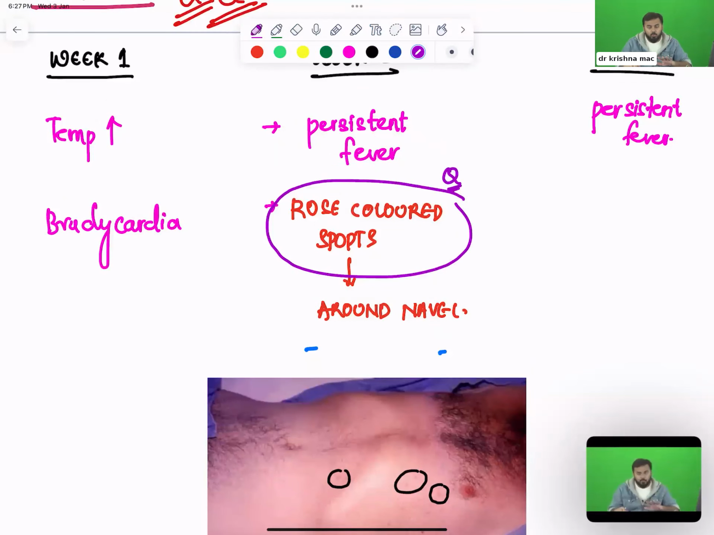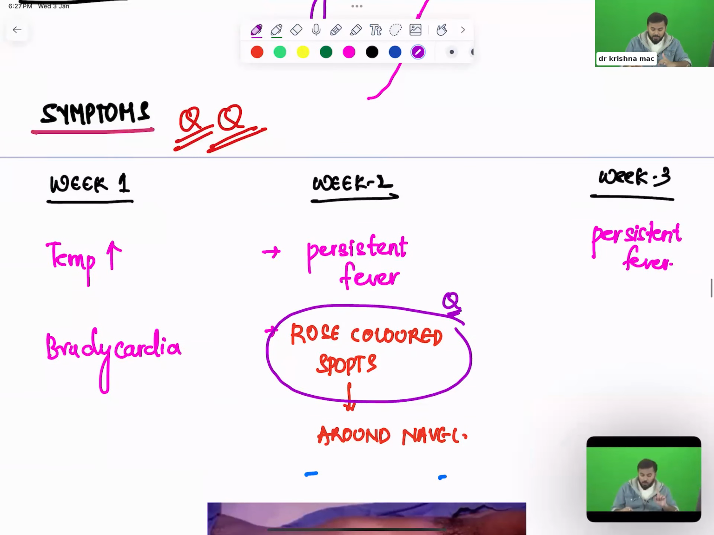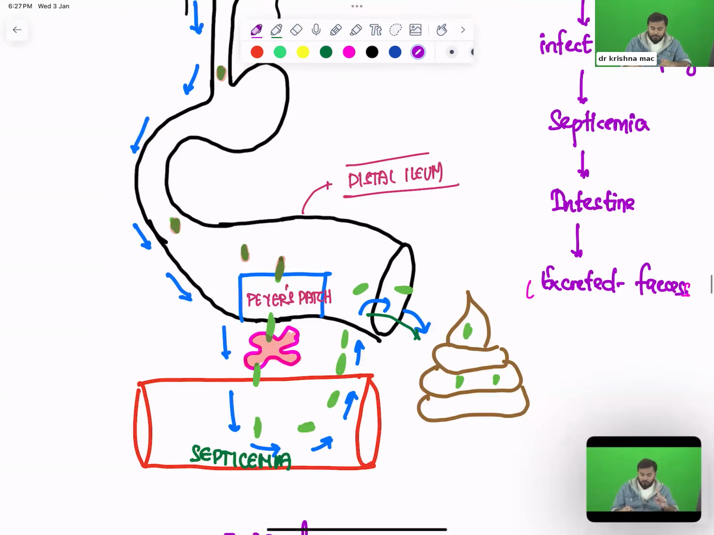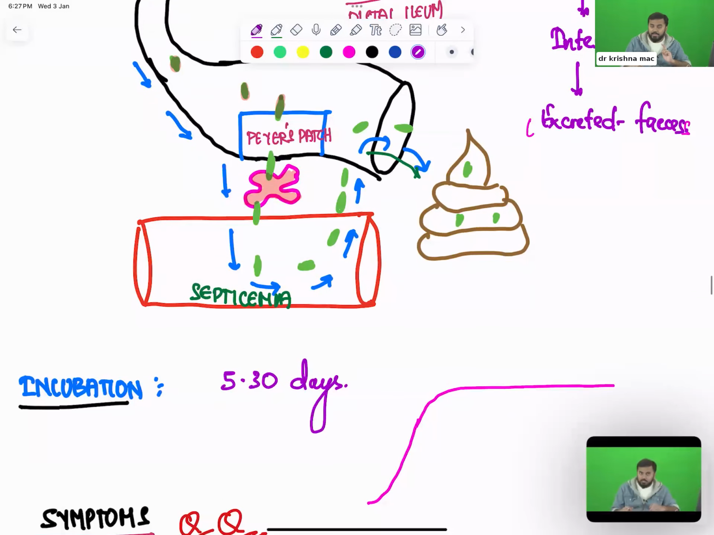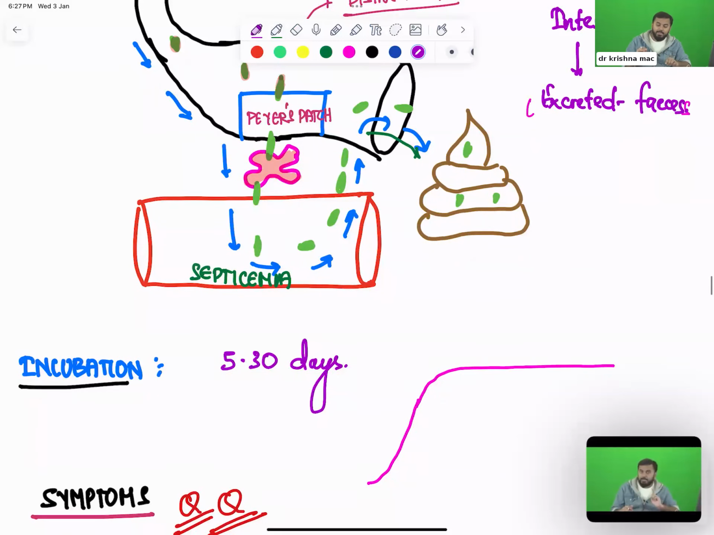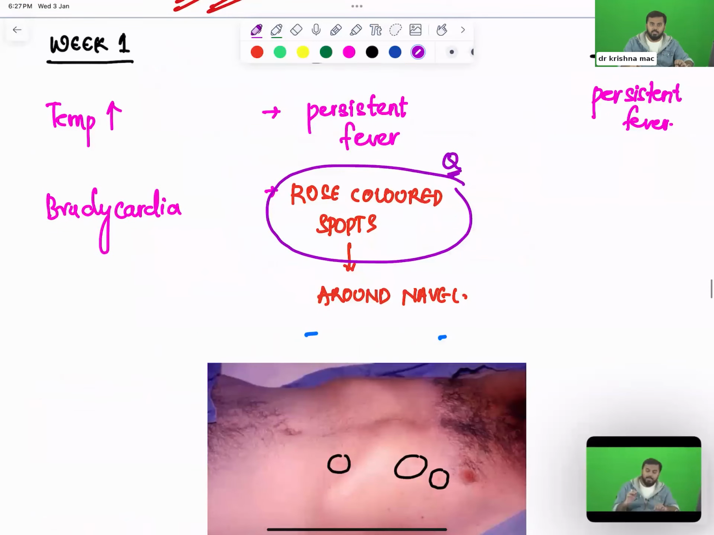Now by week 3, what will happen is that this bacteria will penetrate the Peyer's patches. From there, it will penetrate your intestinal wall and enter into your blood. It means when is intestinal perforation happening? Intestinal perforation is happening during week 3.